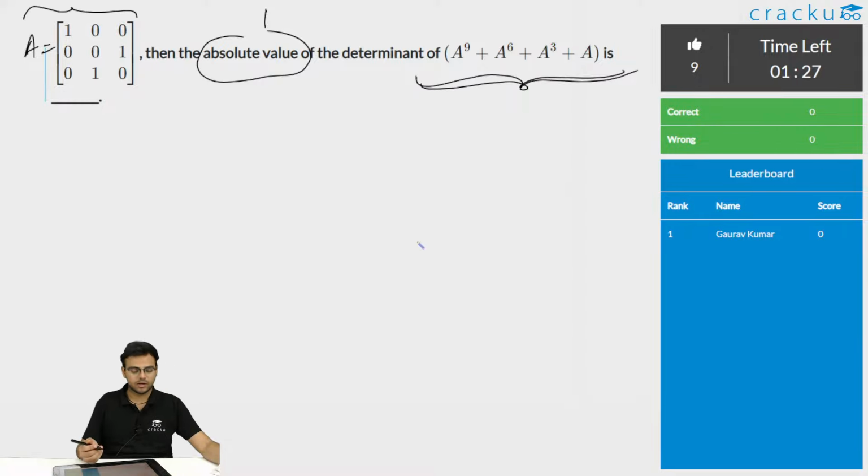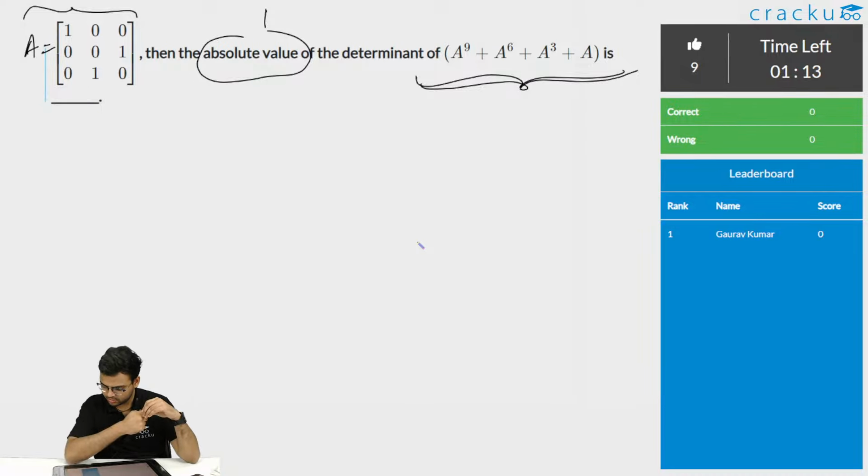The absolute value determinant. With this, I'll say apply some matrix multiplication concept and you will get some pattern. Calculate A square. When you calculate A square, you will get a pattern. You will realize that this A square is something.